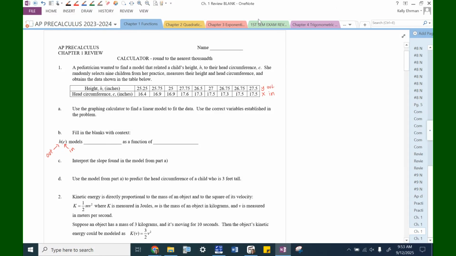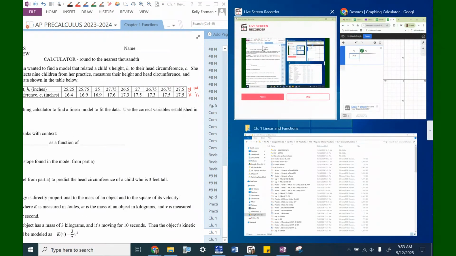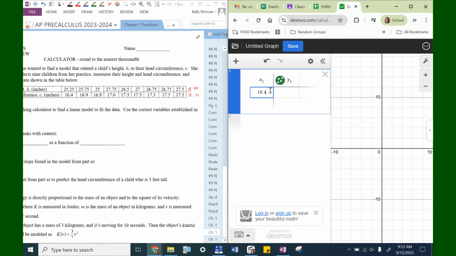So that's confusing. I already printed these reviews. That's why I'm not just fixing it, whatever. So when you start a table, make sure that you're putting head circumferences in for X.